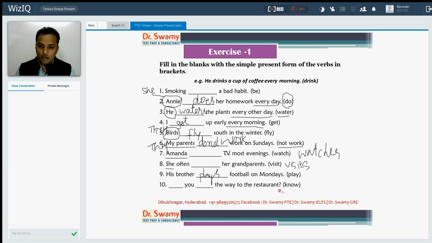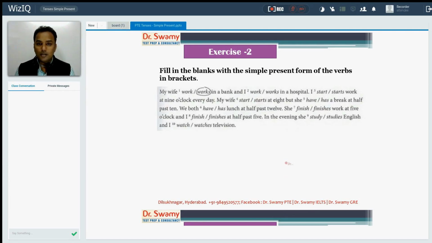Now here, you can understand that this is a question. But the verb here is know. What is the subject here? The subject here is you. So you need to start a question with do. Refer to the structure in the earlier slide, how a question is made in simple present tense, and you will understand this. So it becomes: Do you know the way to the restaurant? Yes. This is exercise 1. Let's move on to the next exercise.